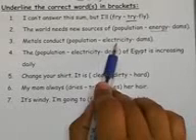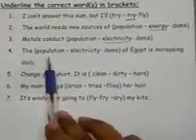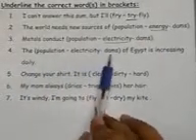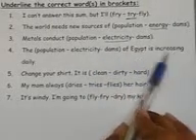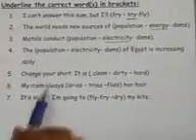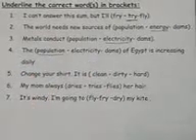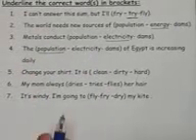Number 3, metals conduct population, electricity, dams. Metals conduct electricity. Number 4, the population, electricity, dams of Egypt is increasing daily. The population of Egypt is increasing daily.